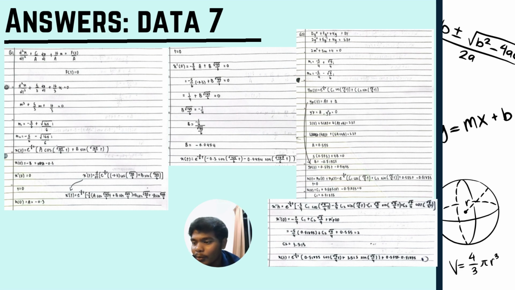So m1 is going to be negative 5 over 4 plus square root of 7 over 4i. M2 is going to be the same, negative 5 over 4, but right now it's going to be negative square root of 7 over 4i. So we put it in the equation. So it's going to be exponent negative 5 over 4t, C1 cos square root of 7 over 4t plus C2 sine square root of 7 over 4t.